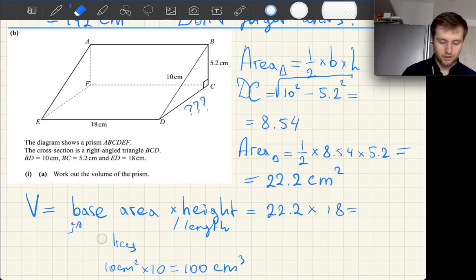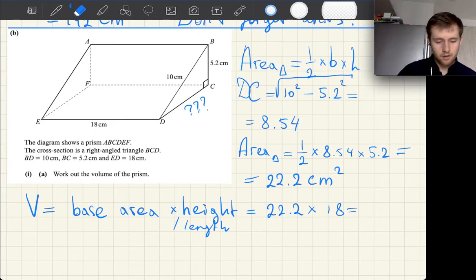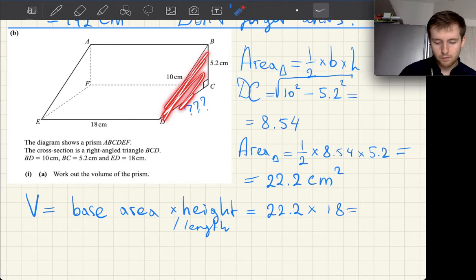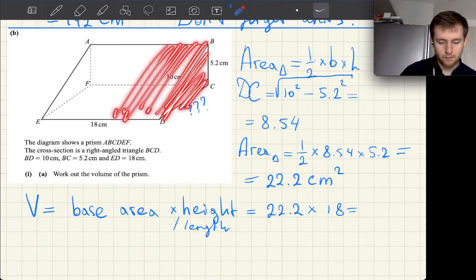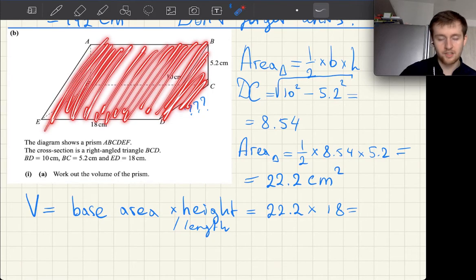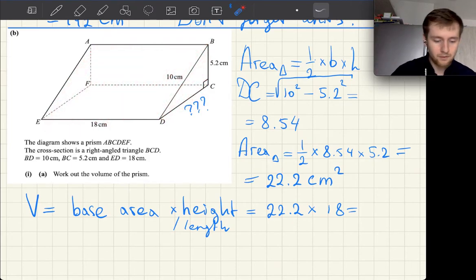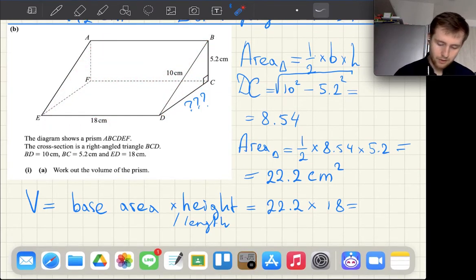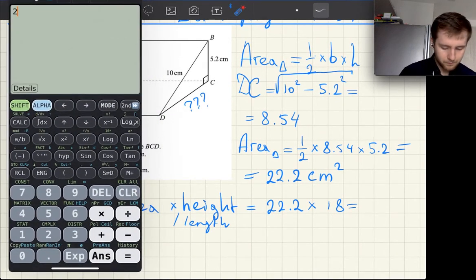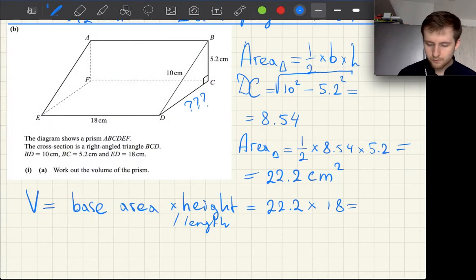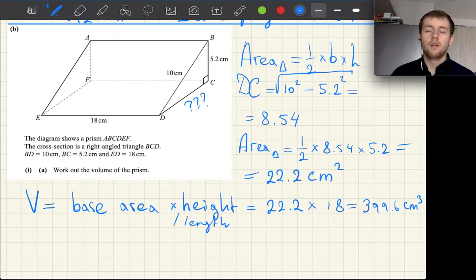So the prism works in the same way as the stack of salami, right? We just have this triangle, which is stacked on top of each other many times, like slices of cheese or something. So anyway, 22.2 times 18 is equal to 399.6. Don't forget about the unit, centimeters cubed in this case. And that's it actually for volume.